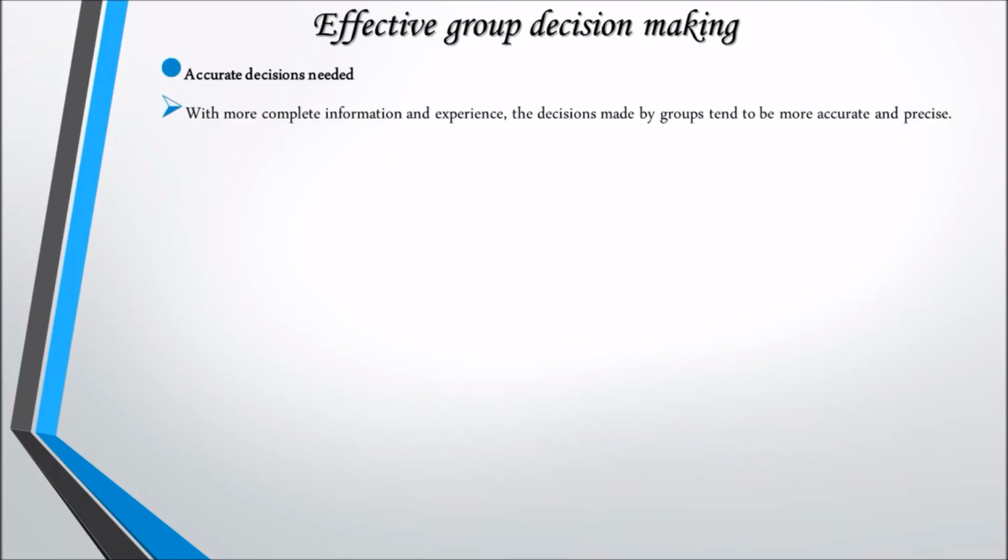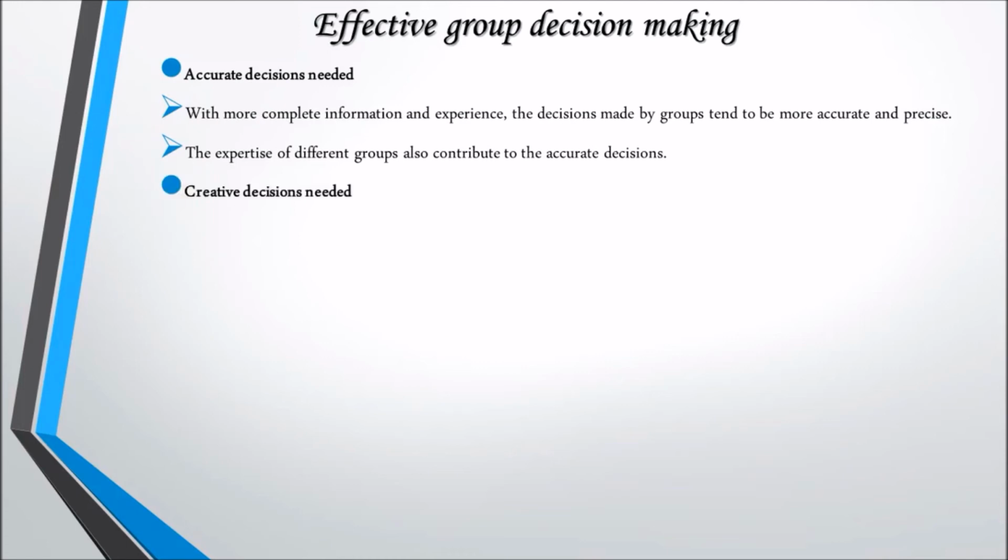So when will group decision-making be effective? There are 5 conditions. The first one is accurate decisions needed. With more complete information and experience provided within the groups, the decisions made by the group tend to be more accurate, and also the expertise of different members contributes to the accurate decisions.